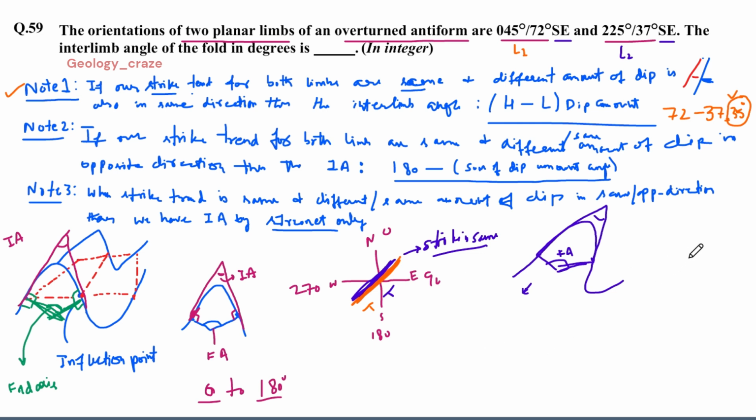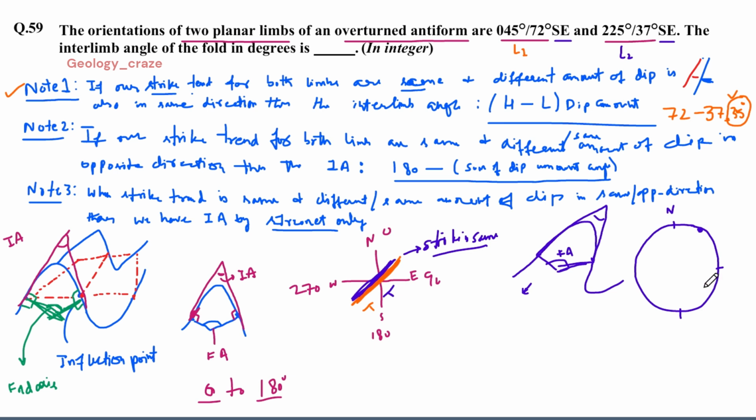So the next step is the stereonet. This is our north, this is our south. So the same strike I will plot here. This is the trend now. Here it will come. We will rotate this point to north and calculate from the east itself. How much we have to calculate? 72 as well as 37. Two different curves will come.